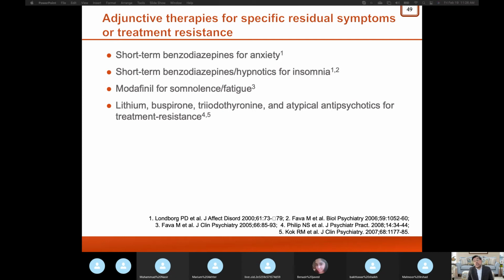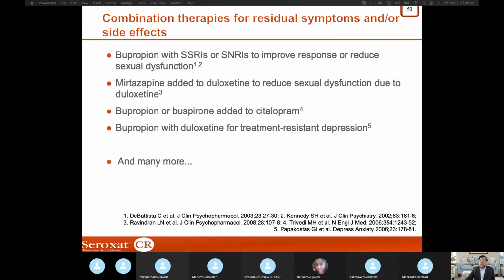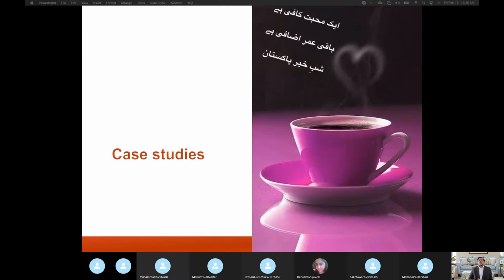Buspirone, I do write as an augmentation strategy, anything between 10 to 40 milligrams per day in addition to an SSRI in TRD cases. Thyroxine and atypical antipsychotics are good drugs to be added as well, but adding an antipsychotic will be my last option in TRD. The first treatment will be either with bupropion, with buspirone, with mirtazapine, with a combination of treatments, or bupropion and duloxetine, SSRI, and many more. So there are multiple drugs that you can give.